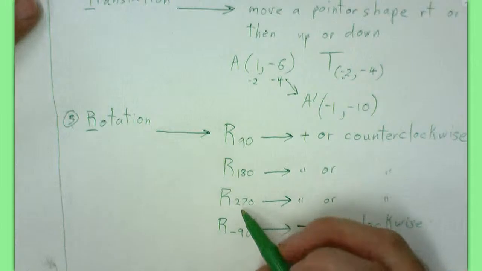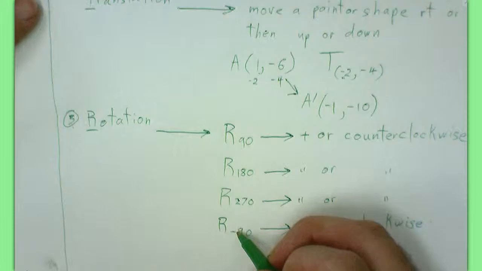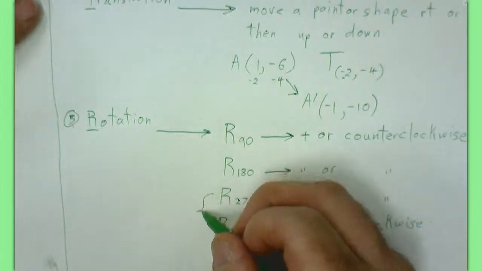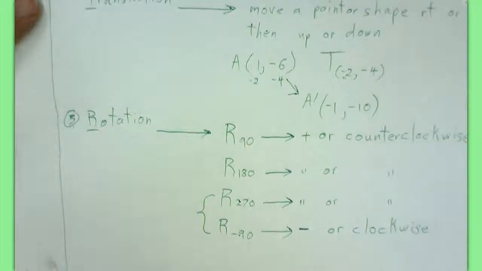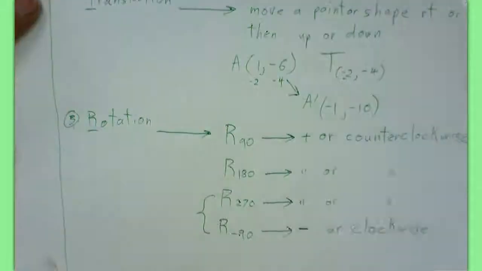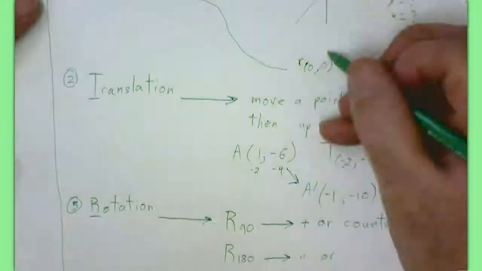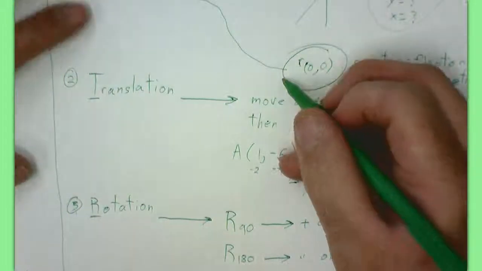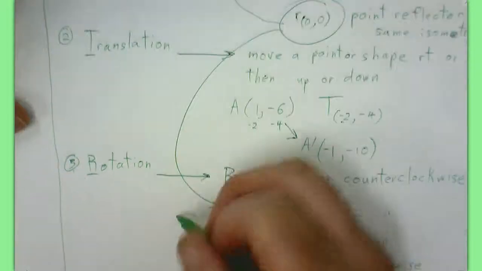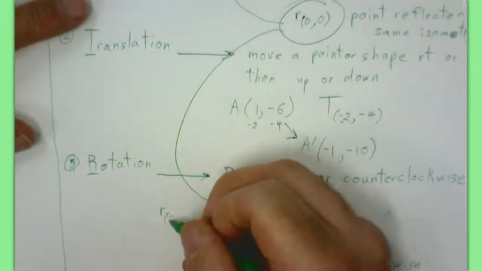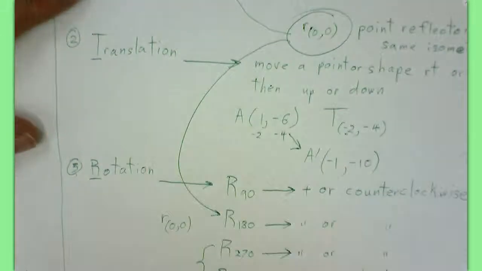I could take a point or a figure and rotate it 270 or rotate it negative 90. I will get the same shape. Okay? It is the same type of transformation. Alright, the last thing I forgot to say: the reflection through a point is the same as a rotation of 180. So I'll put reflection through the origin or a point. It's the same as a rotation of 180.